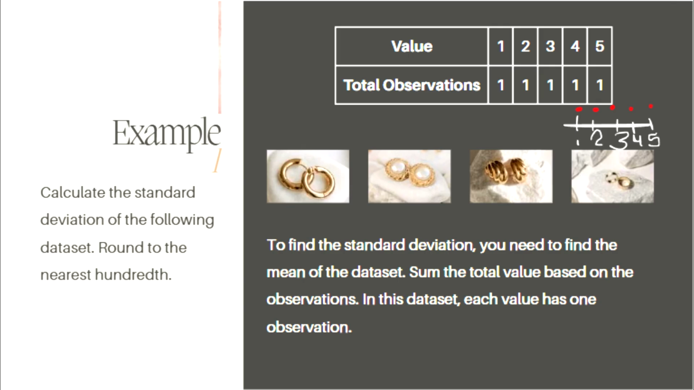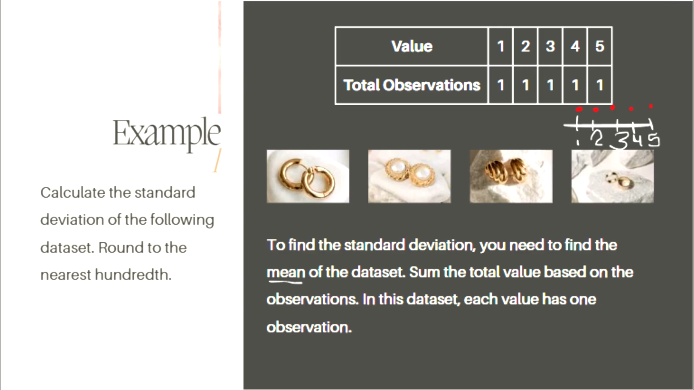So to find the standard deviation, you need to find the mean of the data set. Okay, mean is the bully math where we have to add all of the values together and then divide by however many values we have. Okay, and so let's do that first. Let's just find the mean.